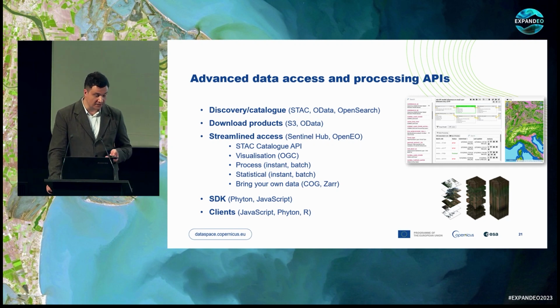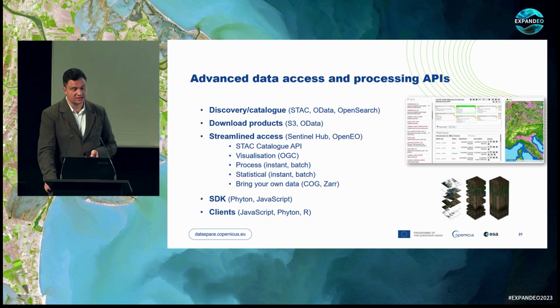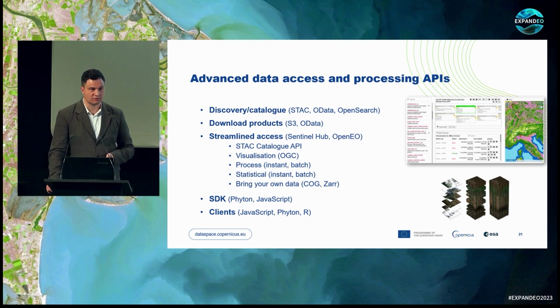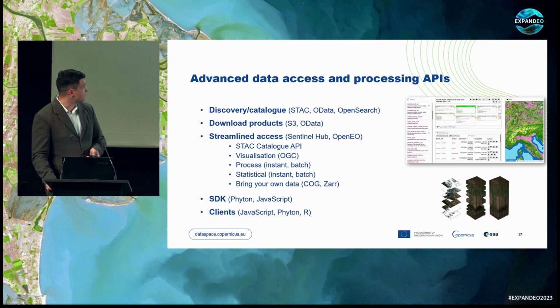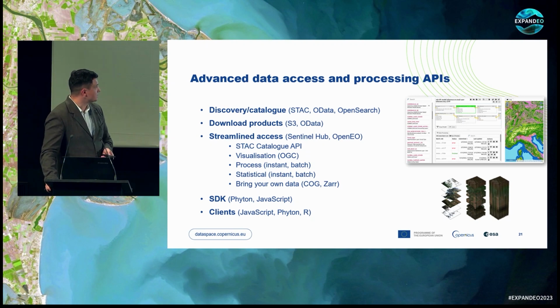that are fulfilling your query. You can download products directly using the S3 interface with the keys that are generated for each user. Or you can download it through the OData API. You can stream the data, so using the Sentinel Hub and openEO API. So this is possible using the STAC catalog. The visualization is also possible using the OGC services, such as WMS, for example.